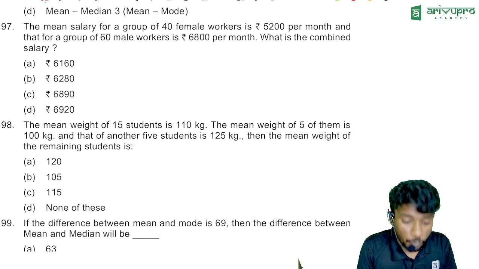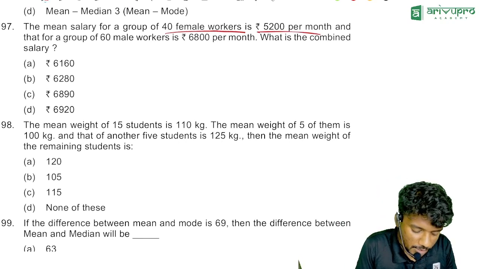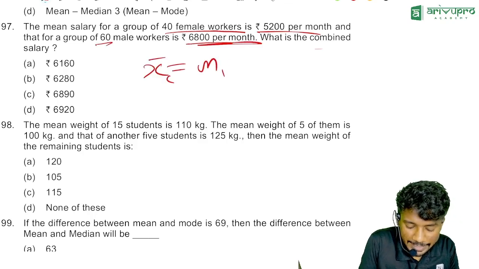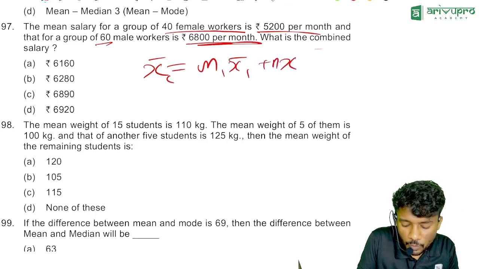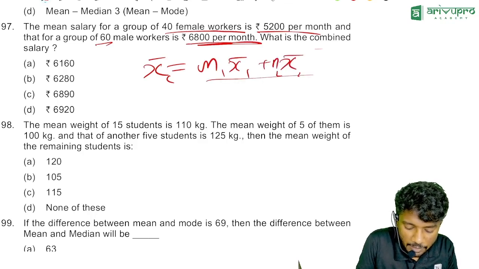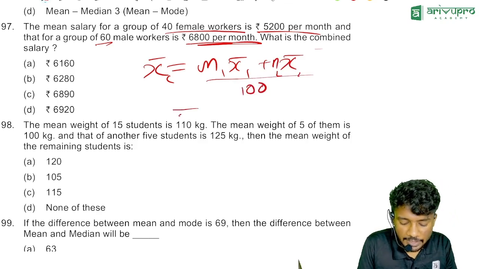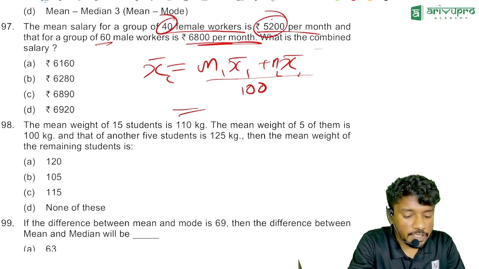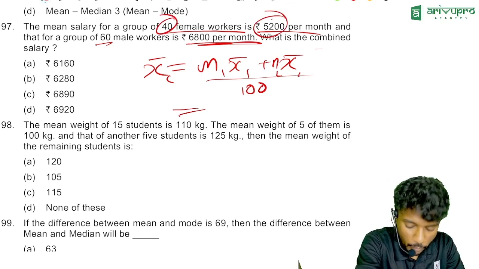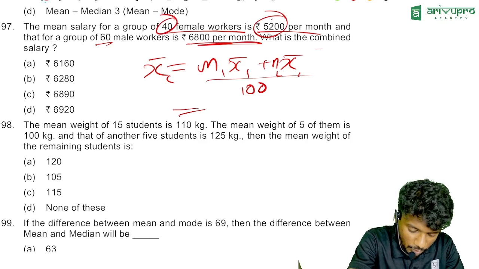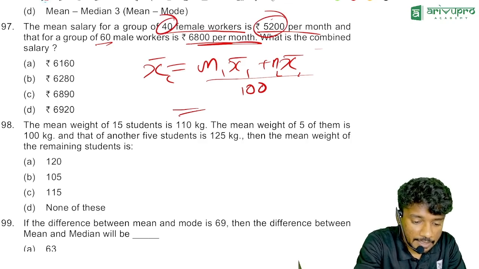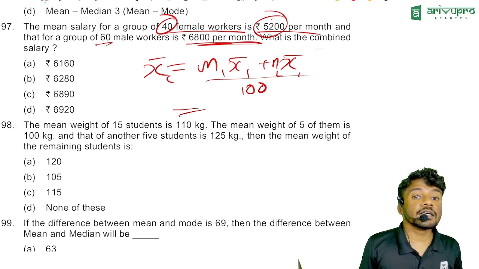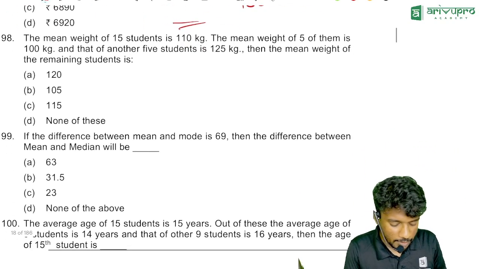The mean salary of a group of 40 is this much and that of 60 is this much. Find the combined mean. What was the formula? N1 x1 bar plus N2 x2 bar, the whole divided by N1 plus N2, that is 100 over here. Find the value for me. N1 is 40. 40 into 5200 M plus, then 60 into 6800 M plus, click MRC, divided by 100. How much is the answer? 6160. Now the next question.